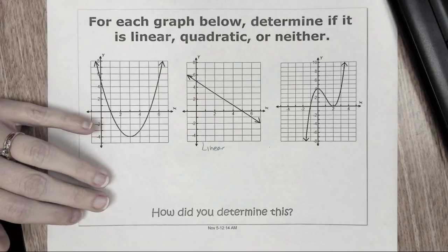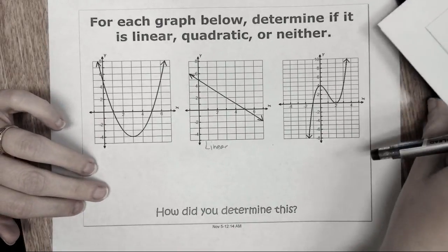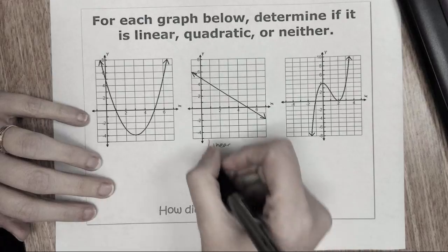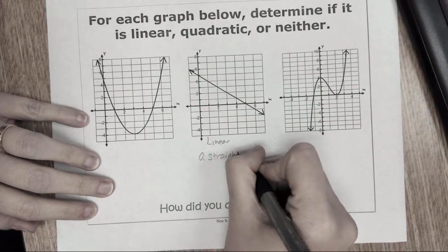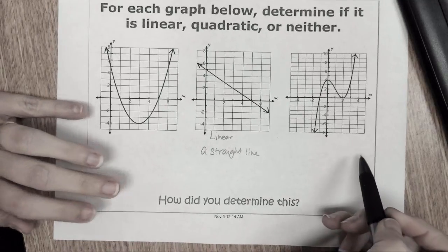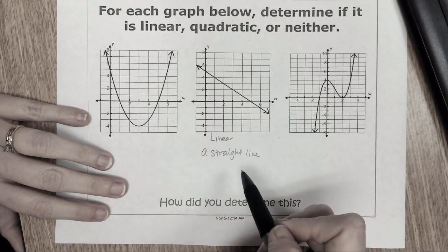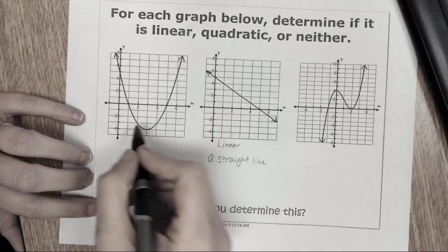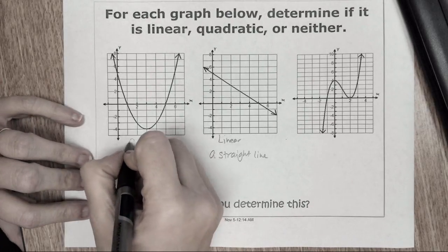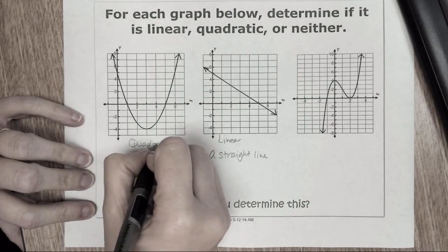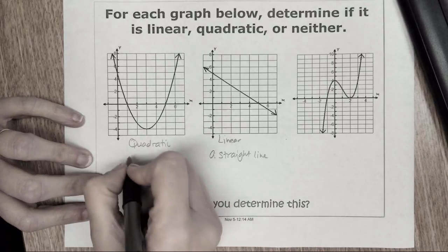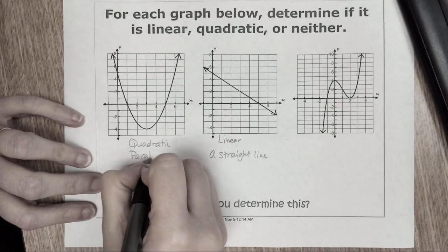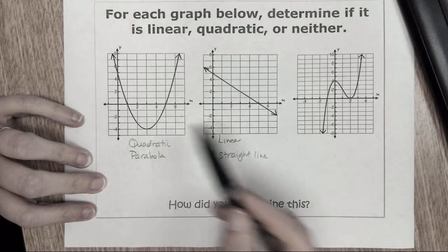Let me take these papers out from under here. This guy right here is my linear function, okay? I know that he's my linear function because he makes a straight line. This guy over here is my quadratic because his graph is a parabola. Okay, that's how I can tell.